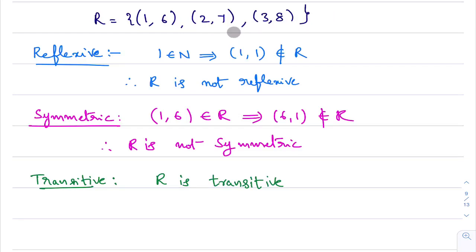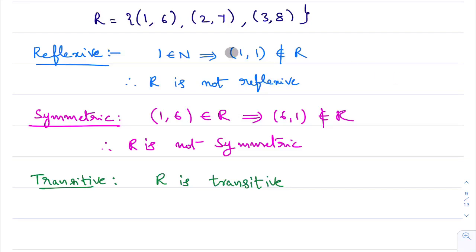Then no need to check A comma C. If you are able to identify A comma B, B comma C in the given relation, we will check whether A comma C is present in the relation or not. If A comma C is present in the relation, then we say it is transitive. If A comma C does not belong to the relation, then we say it is not transitive.